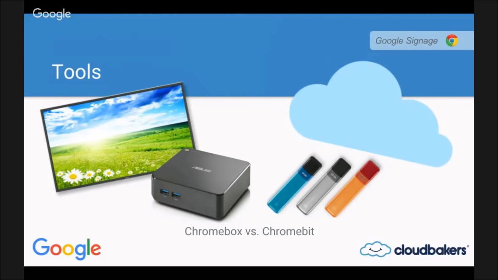So the tools that you are going to need, I'm going to show you here what we have. All right, thanks, Ashley. So I have right here in my hand an Asus Chromebox. This is the traditional way to do Google Signage. These have been out for a couple of years now. Small box, plugs into a TV. You can mount it behind there. However, in the last couple of months, Asus has come out with another Chrome device here. This is the Asus Chromebit.